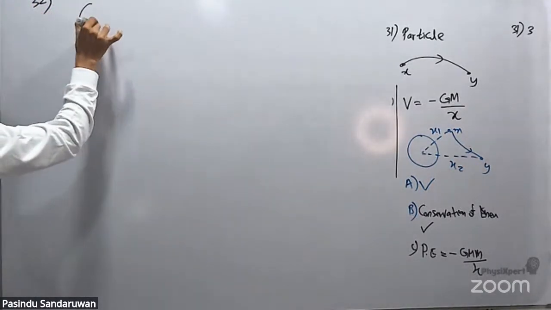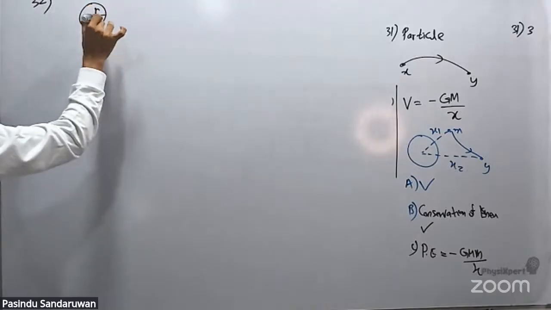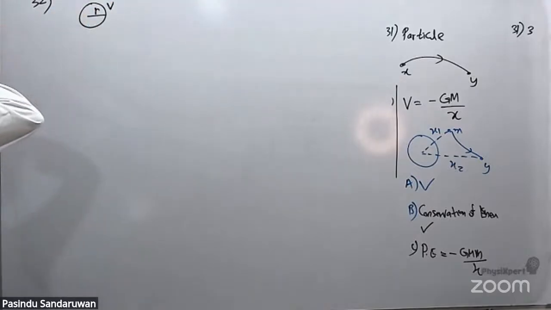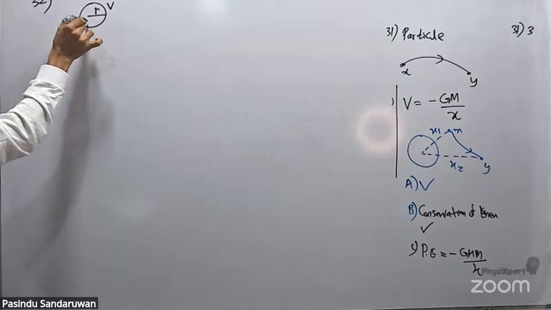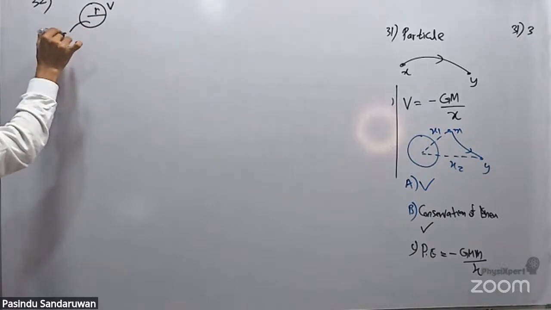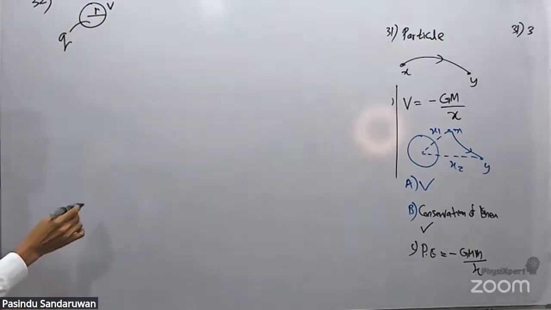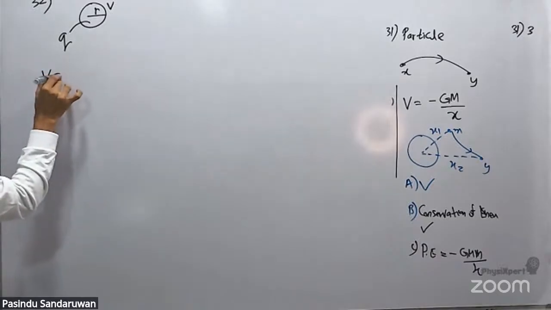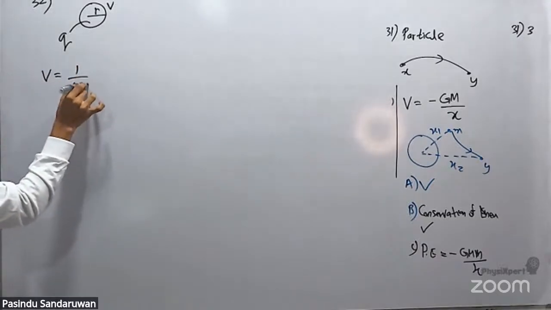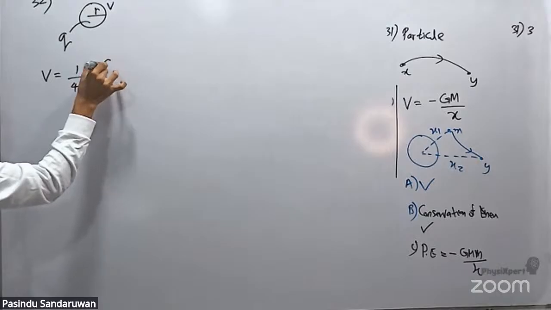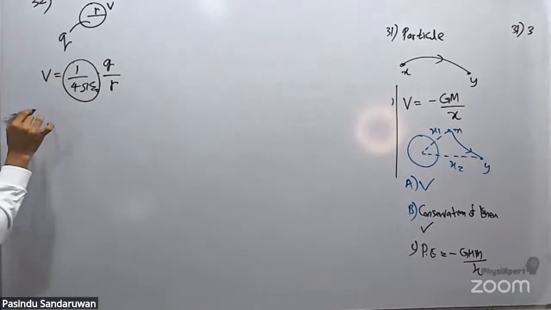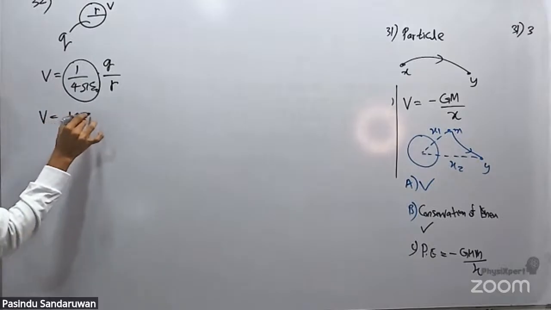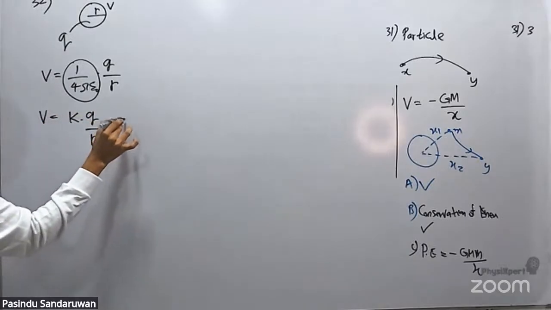Initially, these drops are falling and their potential is at V. So let's assume the charge of one drop as Q. Then we know potential can be written as 1 over 4 pi epsilon naught Q over r. This is a constant, so I will refer to it as K. Then this is KQ over r. This is my equation 1.